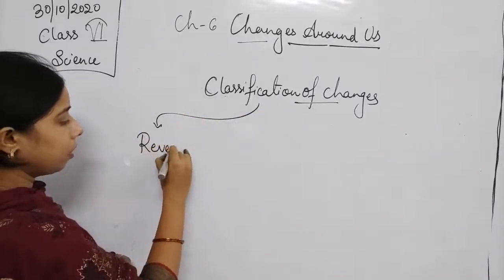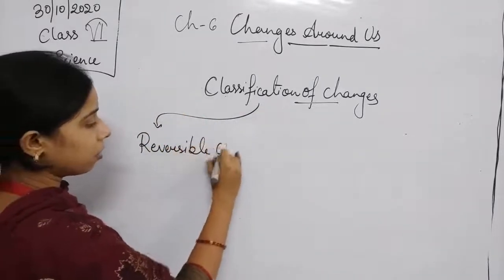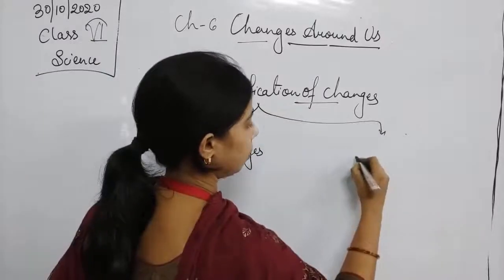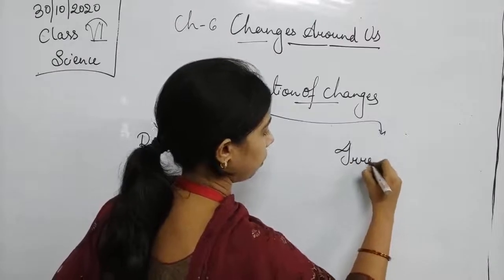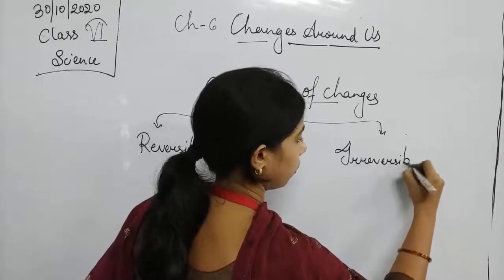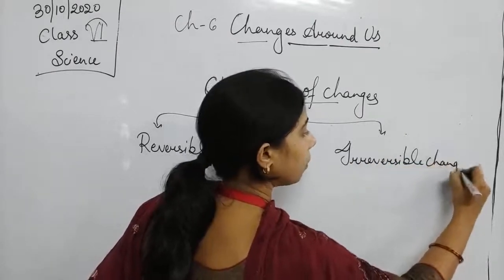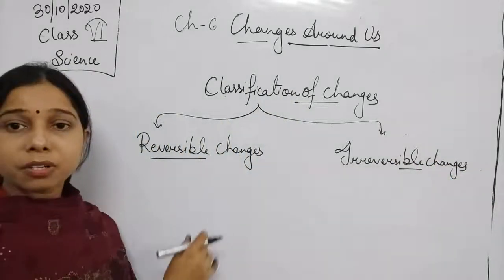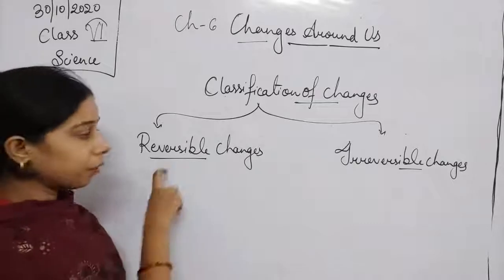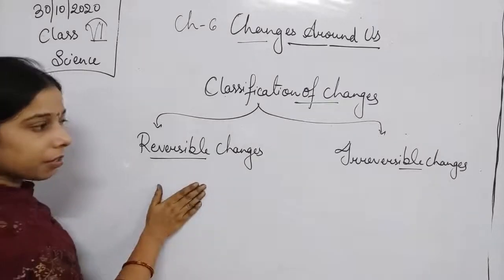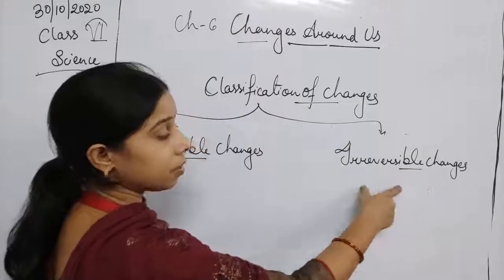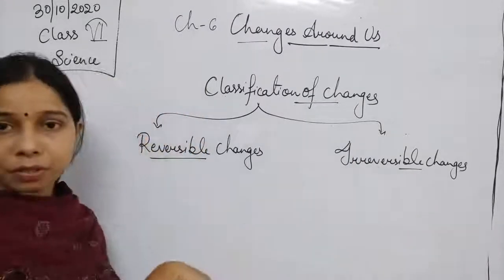Reversible changes and then irreversible. From the name itself, you are able to understand: when we talk about a reversible change, it means the change which can be reversed easily. And when we talk about an irreversible change, it means one which cannot be reversed.